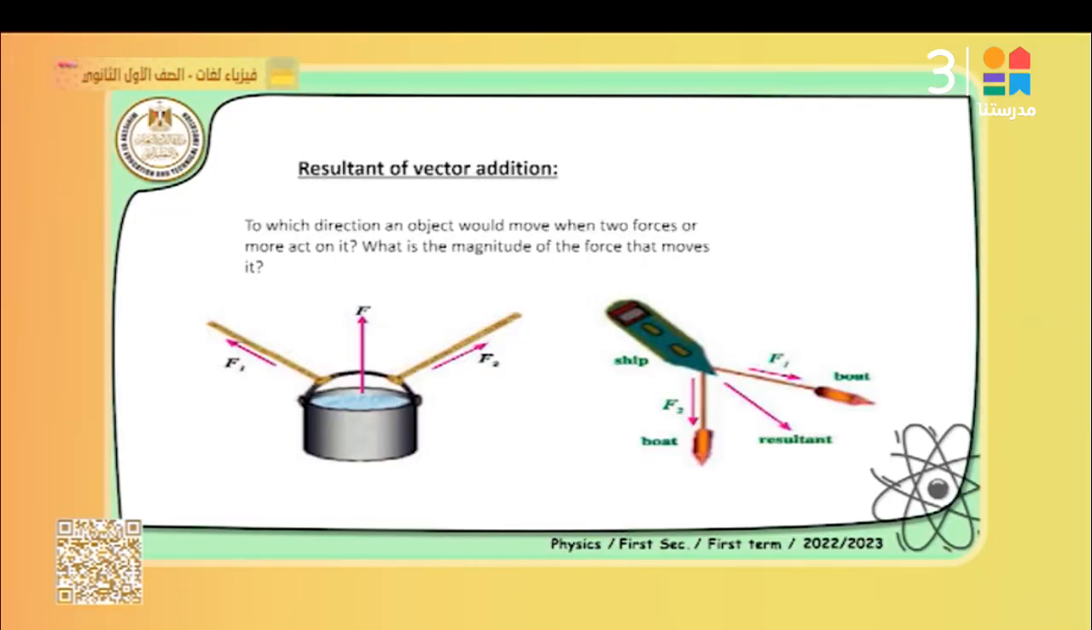As we said at the beginning of the lesson, we will study the resultant of a vector addition, which means if we have more than one vector, how to add them. Addition is just a mathematical operation on the vectors. Let's see.